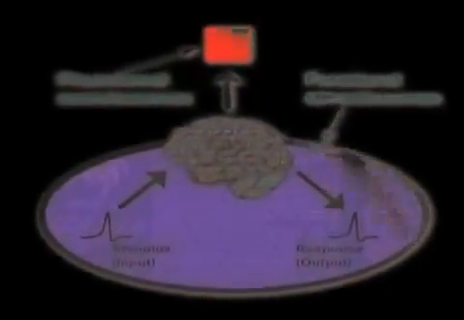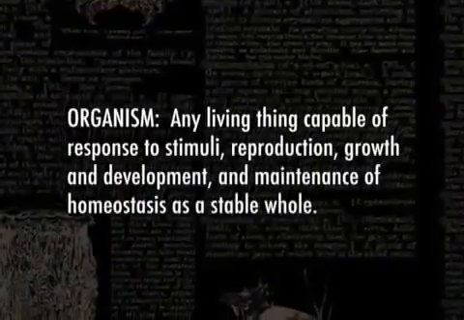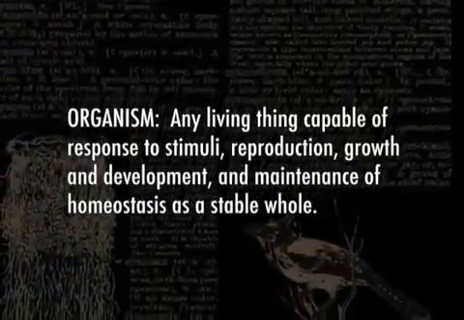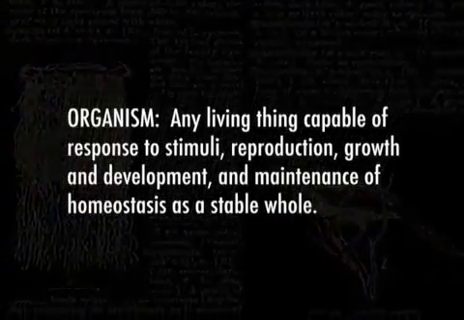The reason why it may seem difficult to comprehend this is because our understanding is typically limited by our language. When we hear the term conscious organism, we tend to anthropomorphize its definition. By giving it human qualities, we mistakenly look past what an organism truly is in the first place. The definition of an organism is any living thing capable of response to stimuli, reproduction, growth and development, and maintenance of homeostasis as a stable whole. Our universe does all of these things.